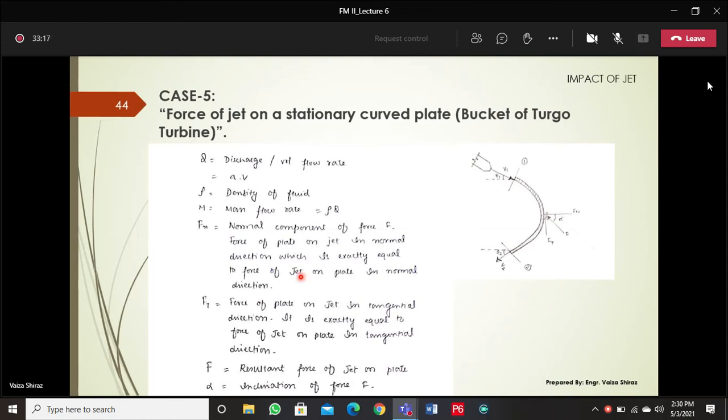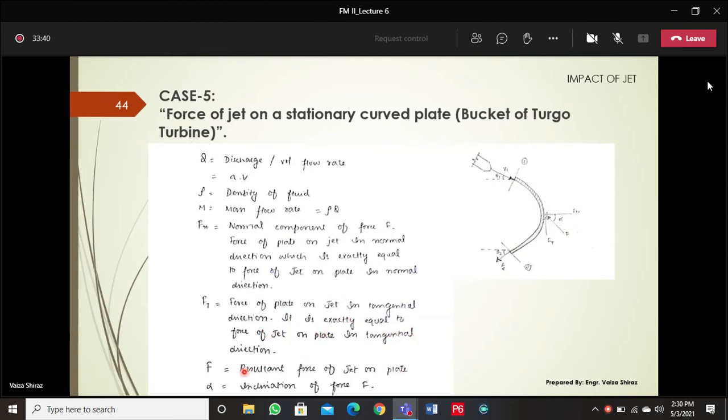Okay. What is Fn? That is the normal component of the force F. Force of the plate on the jet in the normal direction, which is exactly equal to the force of the jet on the plate in the normal direction. What is Ft? That is the force of the plate on the jet in the tangential direction. It is exactly equal to the force of the jet on the plate in the tangential direction.